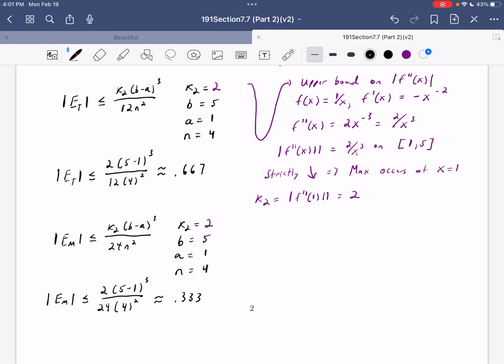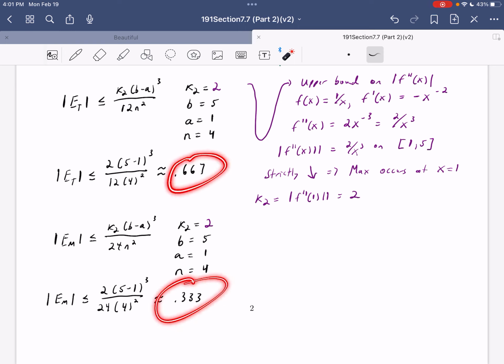Now, of course, we could have known this right off the bat, because the only difference between the error bound formula for the trapezoidal rule and for the midpoint rule is a change from 12 to 24. So the maximum error for midpoint is always half of the maximum error for the trapezoidal rule. We could have just taken half of this and been done with it, but I think it's worth seeing the formula in action this whole time.